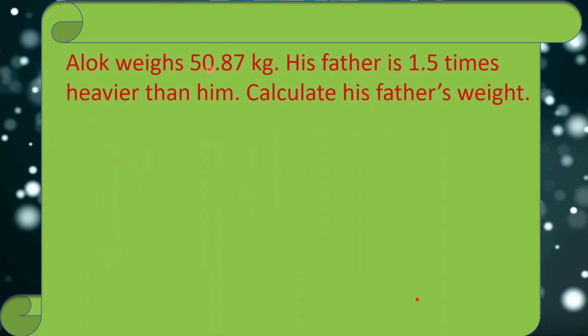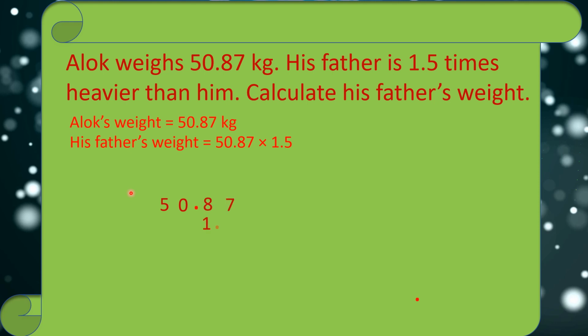Now, one word problem is very important. So, Alok weighs 50.87 kilograms. His father is 1.5 times heavier than him. Calculate his father's weight. So, what is given to you? First thing is Alok's weight is given to you, that is 50.87 kilograms. And his father's weight equals 1.5 times Alok's weight. It means 50.87 multiplied by 1.5. So we need to find out this. We need to multiply these two decimal numbers, and it is very easy. I have already taught you.